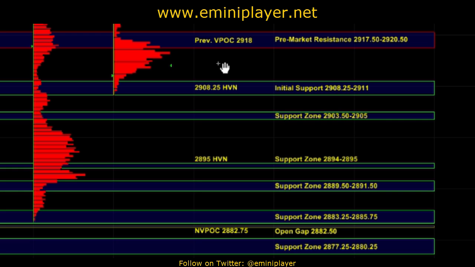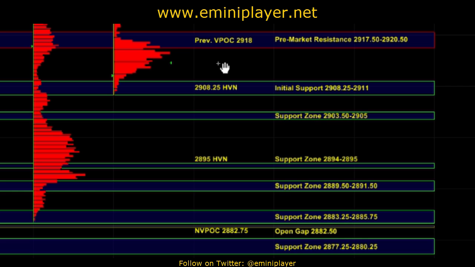And off the open, we're going to watch and see how the market responds to the 29.08 quarter to 29.11 initial support and the 17.5 to 20.5 pre-market resistance. Whichever way the market breaks outside of these two zones is going to help us determine the short-term bias.